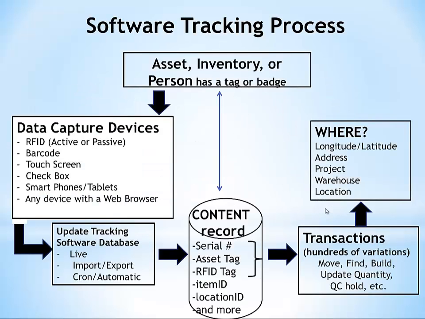So if we look at the software tracking process, it starts at the top with any asset or inventory or person that you want to track having a tag or a badge. Then some data capture device or scanning device will be used in order to create transactions and find where tags are located. The software is updated, and there are different ways that software can be updated.